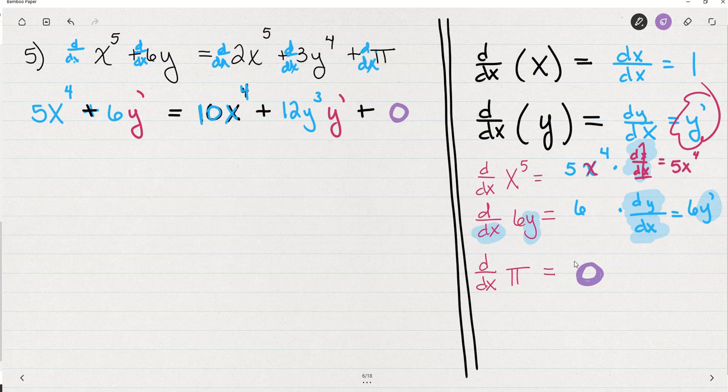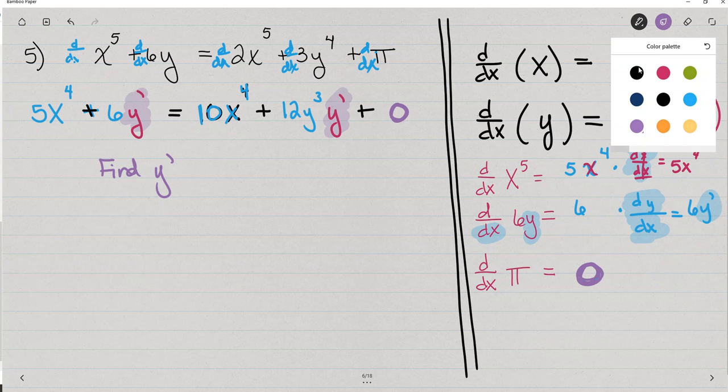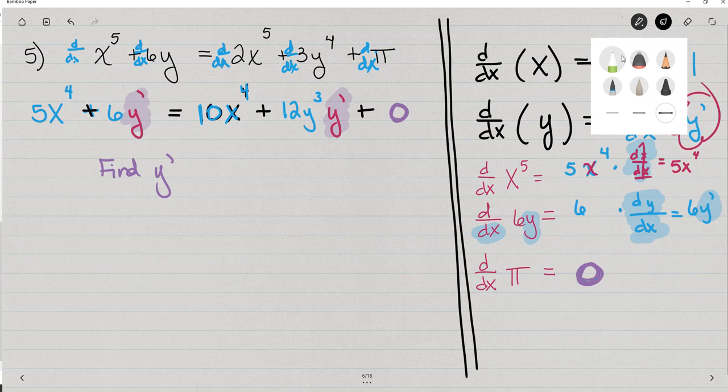The next step to find the derivative of y, in other words, find y prime, is going to be to isolate these y prime terms. I'm going to do that in 2 steps. Many of you could easily do this in 1 step, and that's okay. I'm going to go ahead and do it in 2 steps.